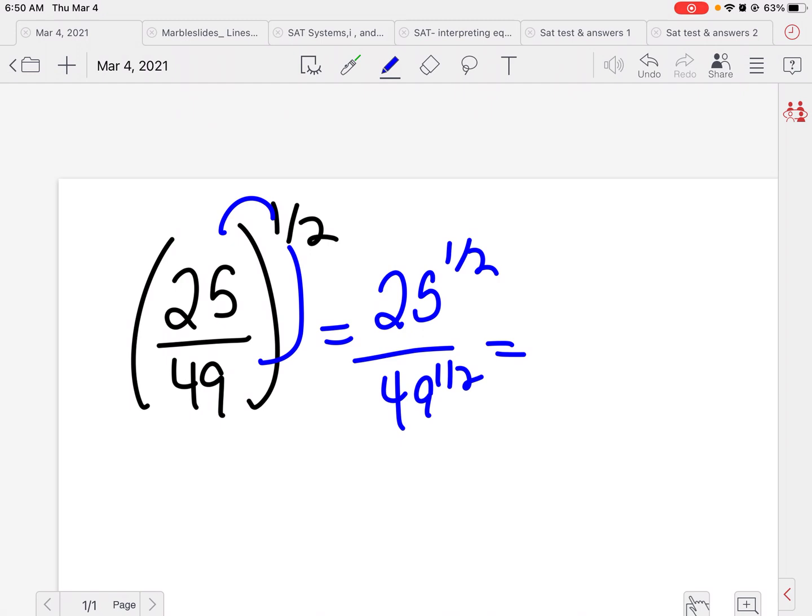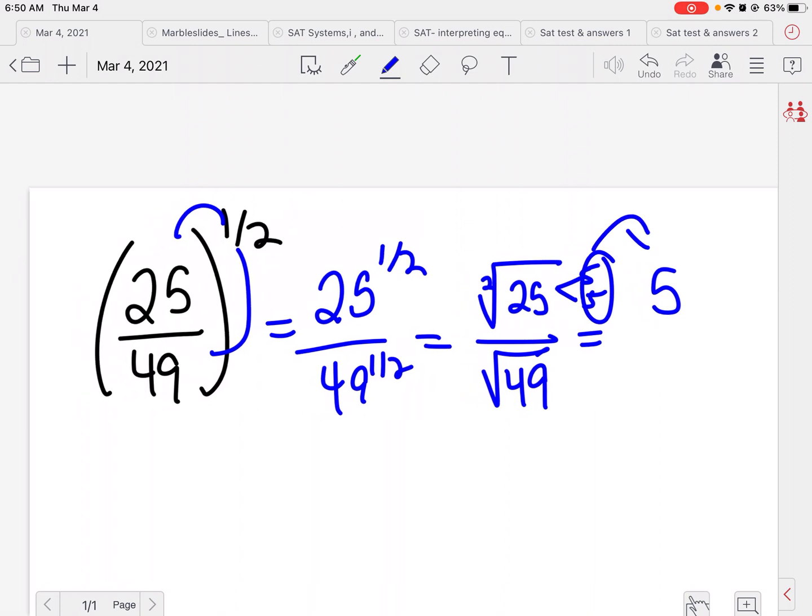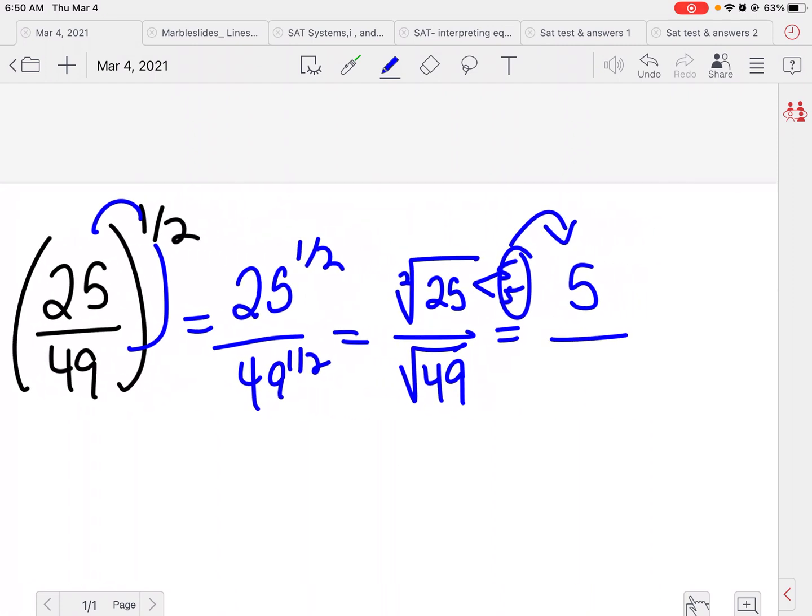And then I'm going to rewrite these as radicals. So this becomes the square root of 25, and I can write my little 2 there if I want, but I don't have to, over the square root of 49. Then we can just simplify the top and simplify the bottom. The square root of 25 is 5, and if you need to, you can break it down: that's 5 times 5, two buddies, pull one out. And the square root of 49 is 7.